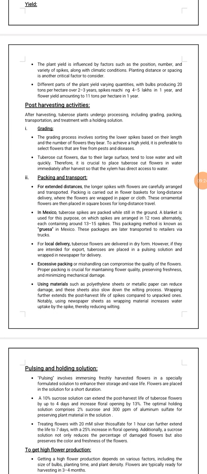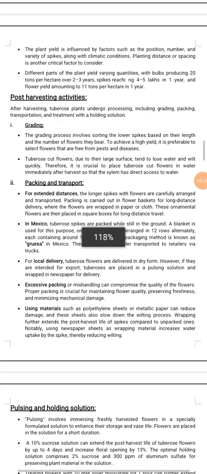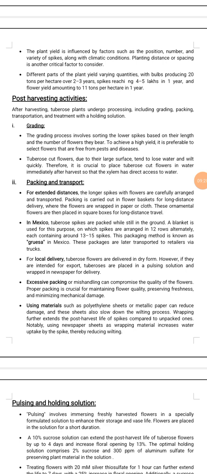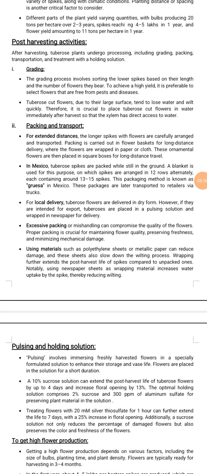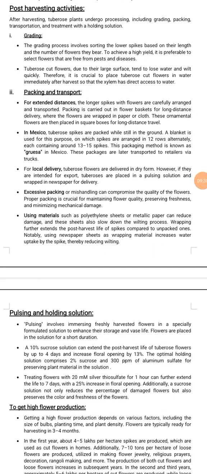The yield of the plant is influenced by various factors: position, number, variety of spikes, along with the climatic conditions, producing 20 tons per hectare in 2 to 3 years. And post harvesting activities: the grading process involves sorting. You have to sort the flower spikes based on their length and the number of flowers they bear.